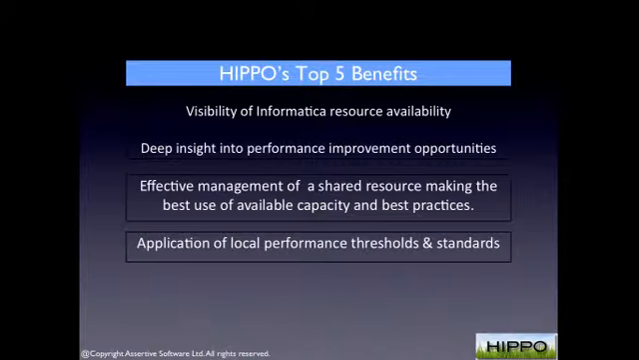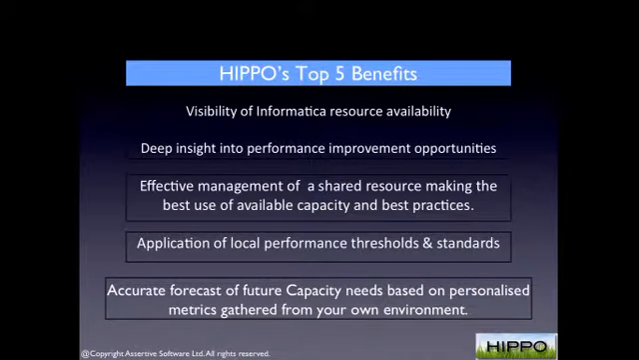4th is application of local performance thresholds and standards. HIPPO tells you how fast and how performant your environment is, and allows you to set local thresholds for new processes and for processes which perhaps degrade in performance over time. And lastly, HIPPO enables you to accurately forecast future capacity needs based on personalised metrics gathered from your own environment. They're not generalist, and they're not coming from some standard spreadsheet somewhere. These are forecasts based on your own environment.